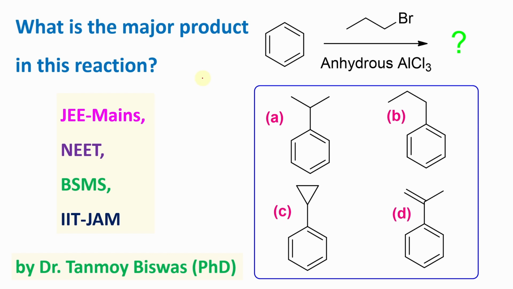Today's topic of discussion is on MCQ and the question is in front of you. What is the major product of these reactions? You can see this is a benzene, this is a propyl bromide, here in presence of anhydrous AlCl3. What is the product? By the way, by looking at these you can understand this is actually one aromatic electrophilic substitution where this proton is replaced by an alkyl group. So question how and why this is happening.